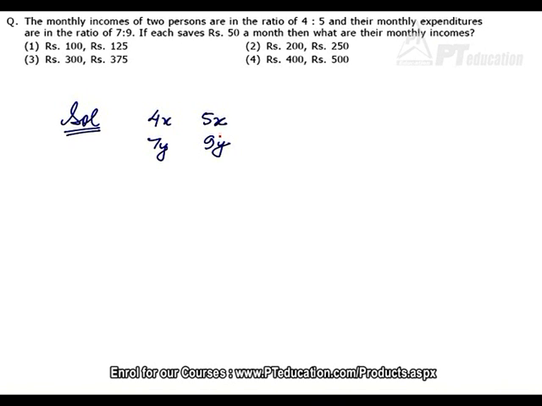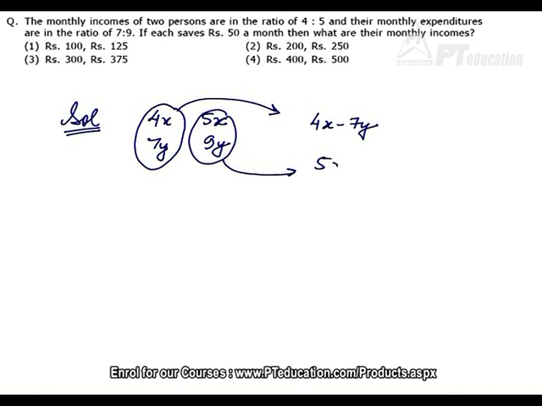Income is a different thing, expenditure is a different thing, and as per our basic definition of ratio, for different things you cannot have a common ratio. Hence x and y are separate. So what equations do we get? From here you get the first equation, 4x minus 7y, and from here the second one, 5x minus 9y. Income minus expenditure is equal to saving, and each is saving 50 rupees a month.